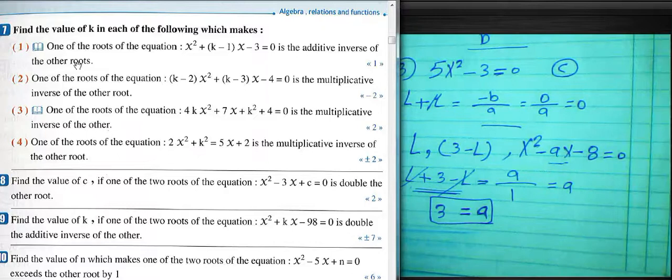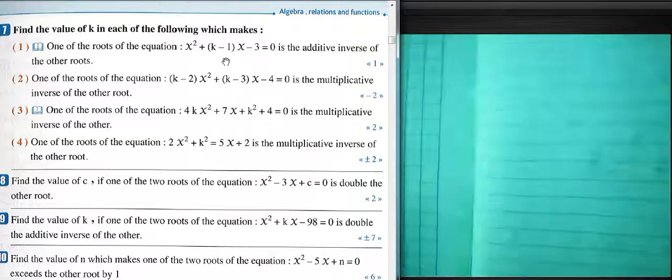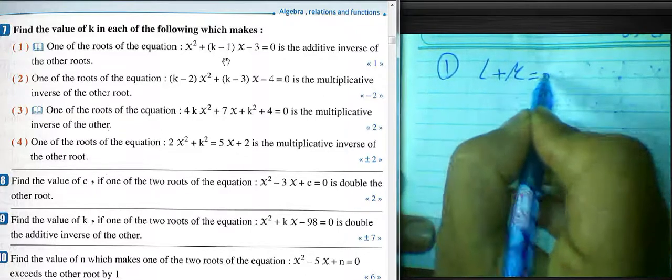Question number 1. Look at it with me here. Find the value of k in each of the following, which makes number 1 one of the roots of the equation x power 2 plus k subtract 1 multiply x in parentheses subtract 3 equals 0, with one root the additive inverse of the other root. What's the meaning of the additive inverse? Additive inverse means L plus M equals 0.